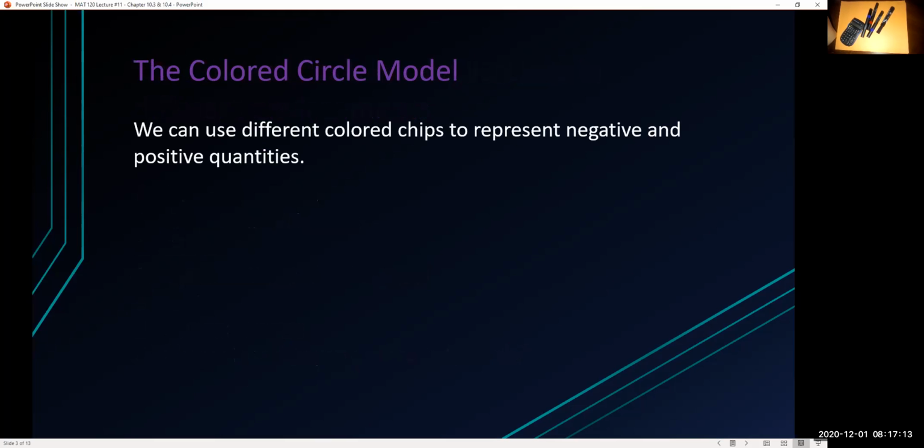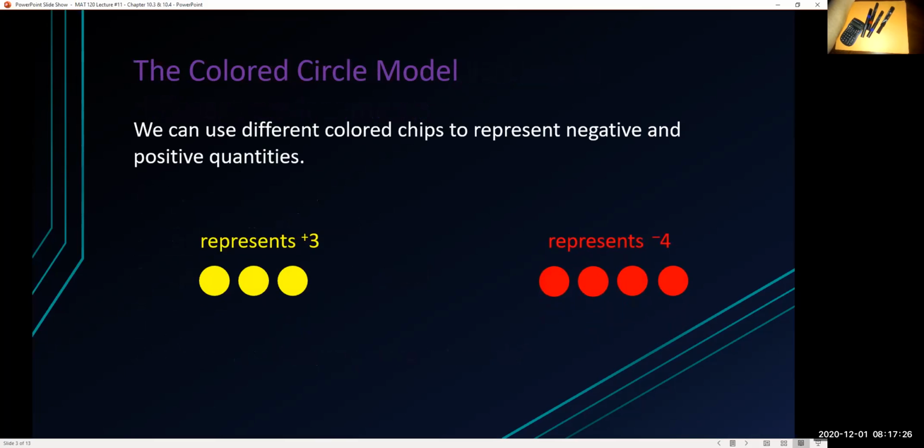It's also called the chip model. You could call it the colored circle model or the chip model. We can use different colored chips to represent negative and positive quantities. We're going to use yellow chips to represent positive numbers, okay? And we're going to use red chips to represent negative numbers. So if you'd like to think about +3, you can draw 3 yellow chips. If you want to talk about -4, you can use 4 red chips.